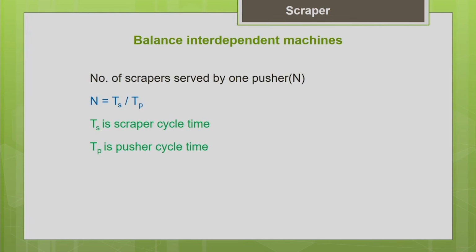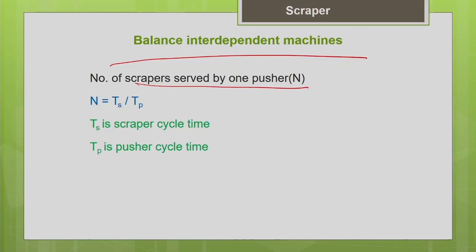Another important thing, as I mentioned earlier, we need to balance the interdependent machines. Your scraper and pusher are interdependent machines, they work together. So, we have to balance them. We have to choose the correct number of scrapers and pushers, so that one need not wait for the other. So, we have to reduce the waiting time of the machines, so that we can reduce the cycle time, increase the productivity and reduce the production cost.